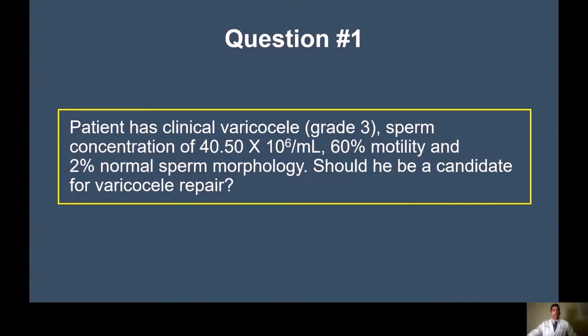Now, for those not familiar with varicocele, a varicocele is a physical abnormality found in roughly 15% of men. When looking at patients with abnormal semen analysis, we found that varicocele is present in roughly 25% of this population. Now, the connection between varicocele and male subfertility is not completely understood, but we do know that varicocele repair can improve sperm parameters and pregnancy rates.